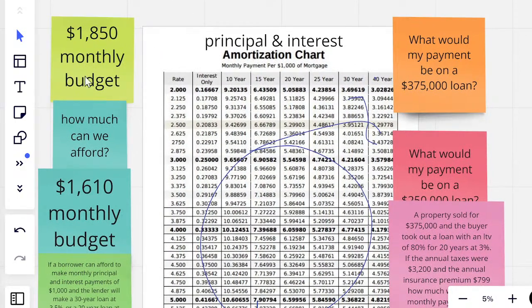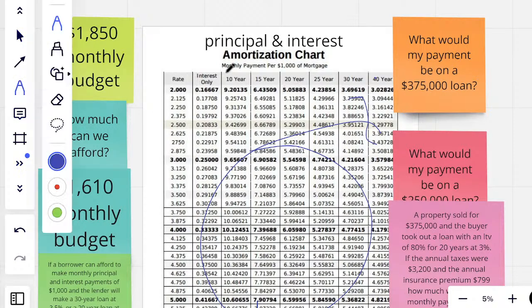The amortization table is going to show you, with all these numbers in the middle, your monthly payments per $1,000 of a mortgage. So this is showing you your principal and interest payments if you had a $1,000 loan. This is what you would be paying monthly for both principal and interest. There's nothing else that you would be paying as far as your monthly payments.